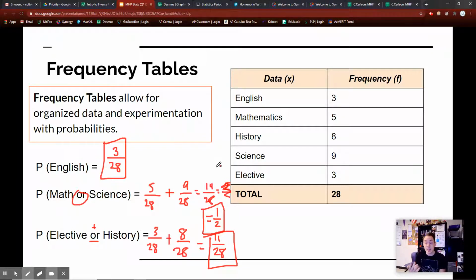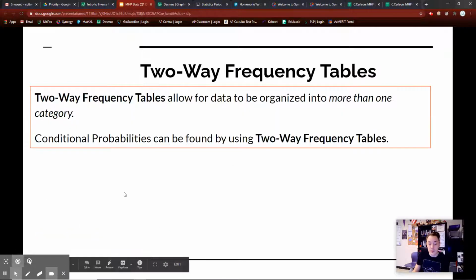I'm pretty sure we already did this, especially if we go back to 3.1 last week on Monday, the basics of probability. We did do this. This was just normal frequency tables. So that's for review. Now, what about what we call two-way frequency tables?